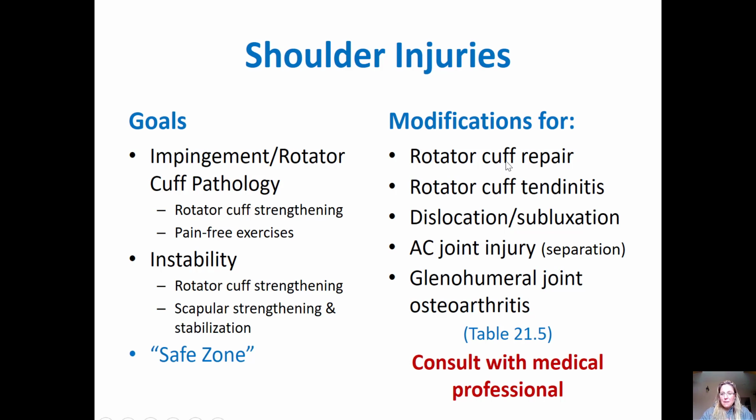So we want to provide modifications for those clients who maybe had a rotator cuff surgery. Maybe they have tendinitis in the rotator cuff. Maybe they've dislocated their shoulder in some way. Maybe they have an injury to the acromioclavicular joint. And they might even have osteoarthritis, which you can see in table 21.5, some examples of things we can do for that. So we definitely want to provide modifications for those issues.